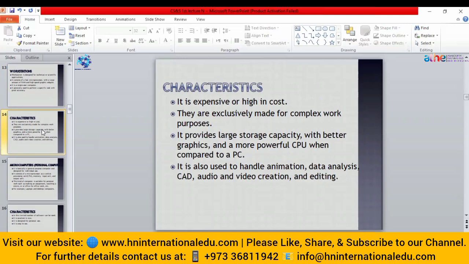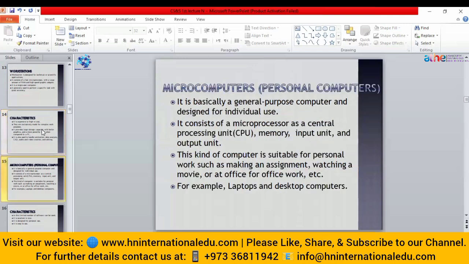They are exclusively made for complex work, because we are specifying that system to a single task, so they are complex in terms of working. It provides large storage capacity with better graphics and a more powerful CPU compared to the PC. So it is also used to handle animation, data analysis, computer-aided designing, audio and video creation, and editing. So mostly in graphic designing areas, we are utilizing these systems.